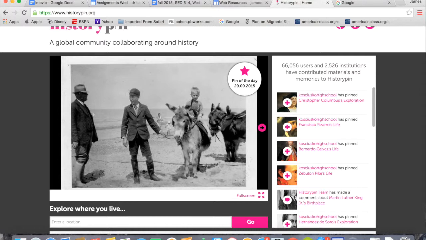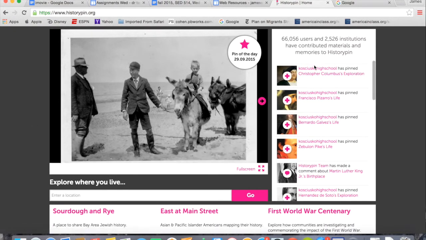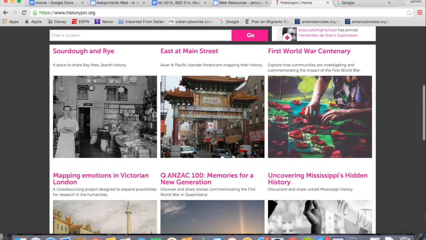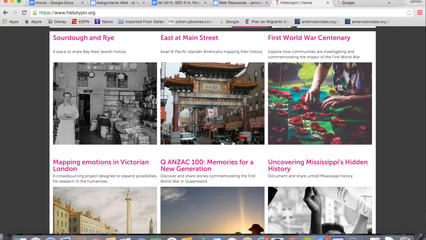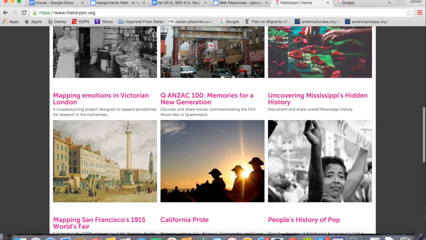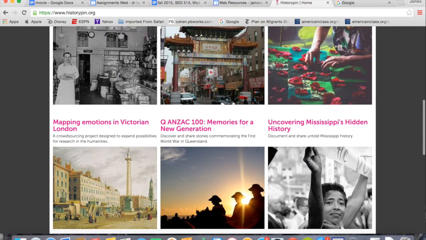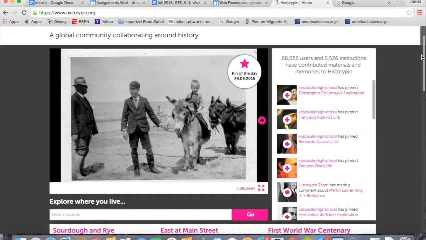So anyway, this is the front page, and you can make a profile, and all the pins are from users. On their main page they give some suggestions of things to search that may be interesting. For instance, you could learn about Jewish history in the San Francisco Bay Area, Asian and Pacific Island immigrants, where they settled in the United States, and map that. Mapping Victorian London, all sorts of things that can be highly interesting to pretty much anyone, especially students.